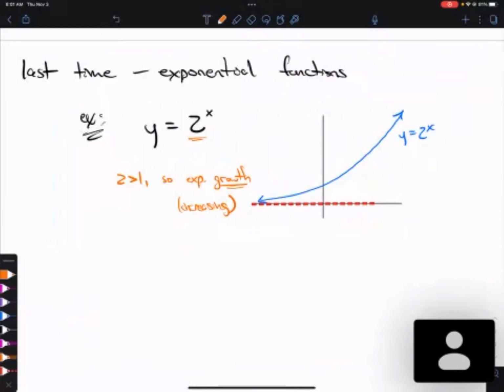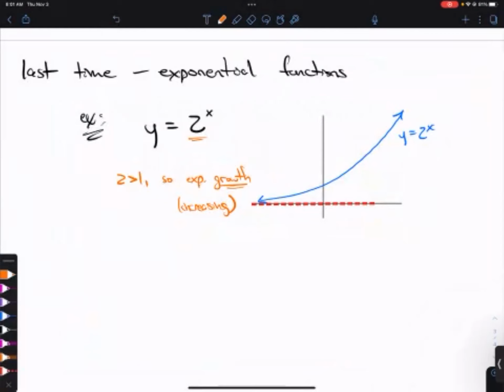Okay. Good morning, everybody. So we're gonna jump back into the exponential stuff. If you need a copy of notes from last time, there's some here. Quick recap version of what we did Tuesday.